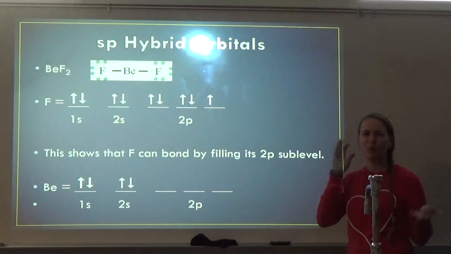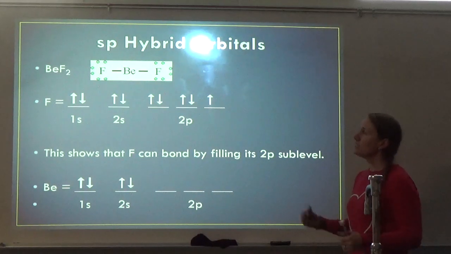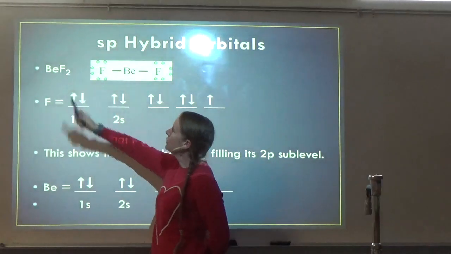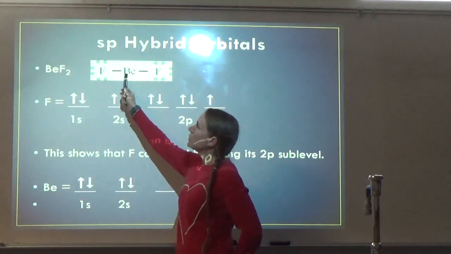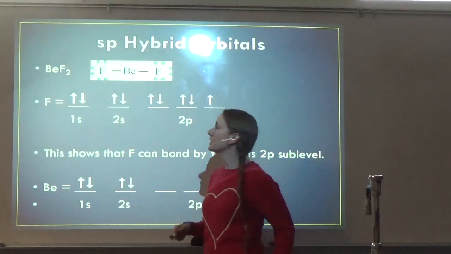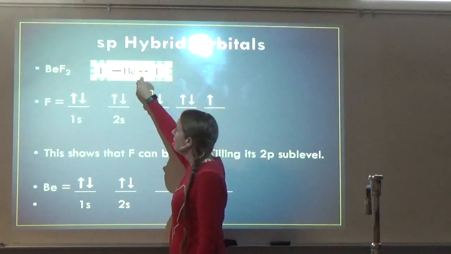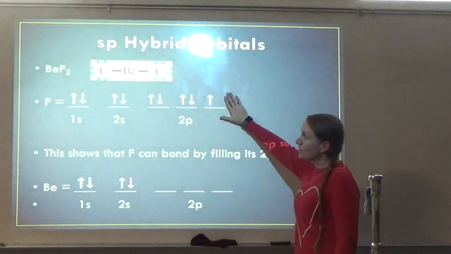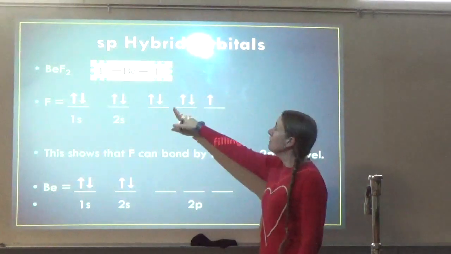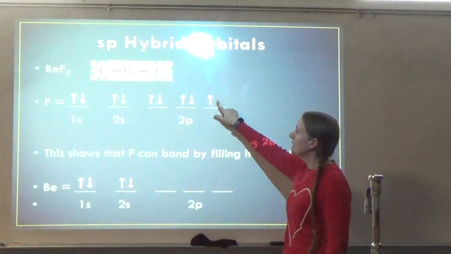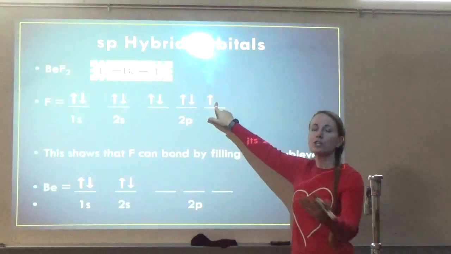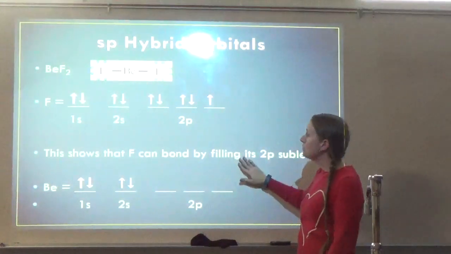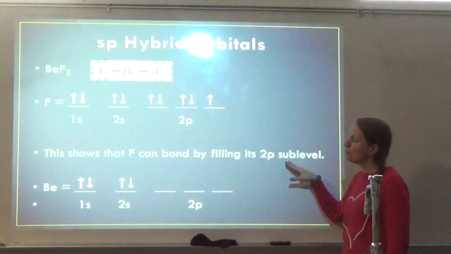So how does this happen, and why do we think it happens? Well, it's all based on the electron configuration. If I'm trying to make BeF2, we know these bonds are identical. There's nothing different about this bond and this bond. They must be identical. So if you look at the electron configuration, F ends in 2p5, so clearly it needs this electron right here to be able to share in order to have the full octet. This shows that F can bond by filling its 2p sublevel.